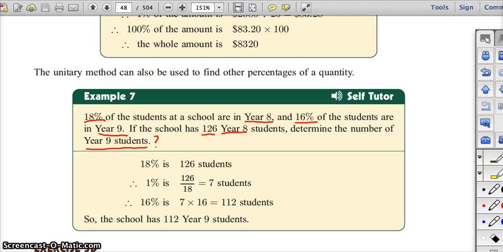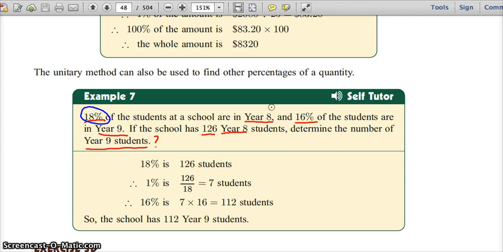Now, if I use another colour, the bits that link together are this, this, and this. That in Year 8, there's 126 students, and they turn out to be 18%. Okay? 18%, and it's written here, 18% is 126 students. So when I said back up top here, all you've got to do is collect the right bits of information. All I'm doing at the moment is I'm pulling together the Year 8 bit of information. Why aren't I pulling together the Year 9 bit of information?